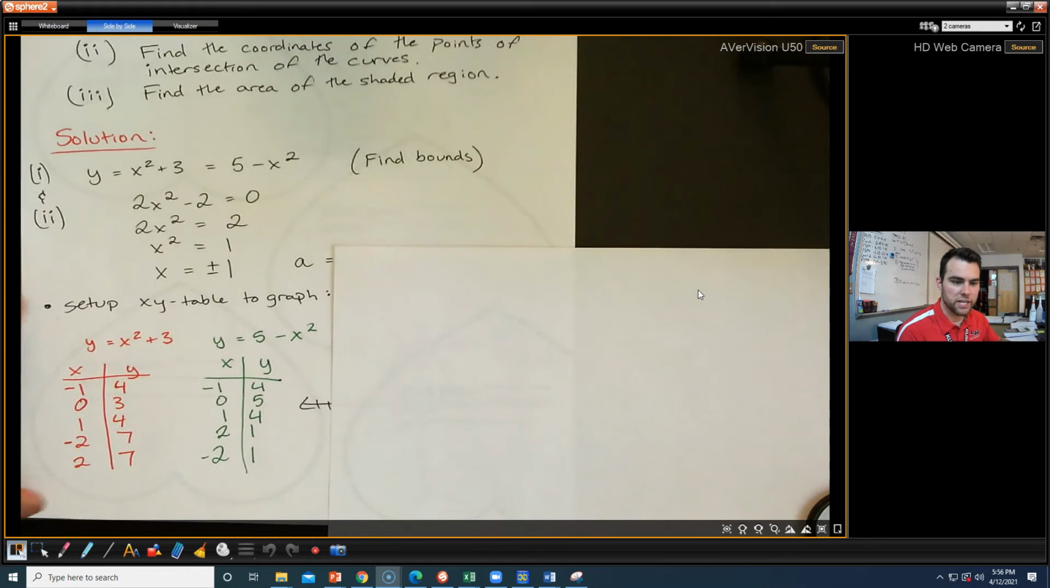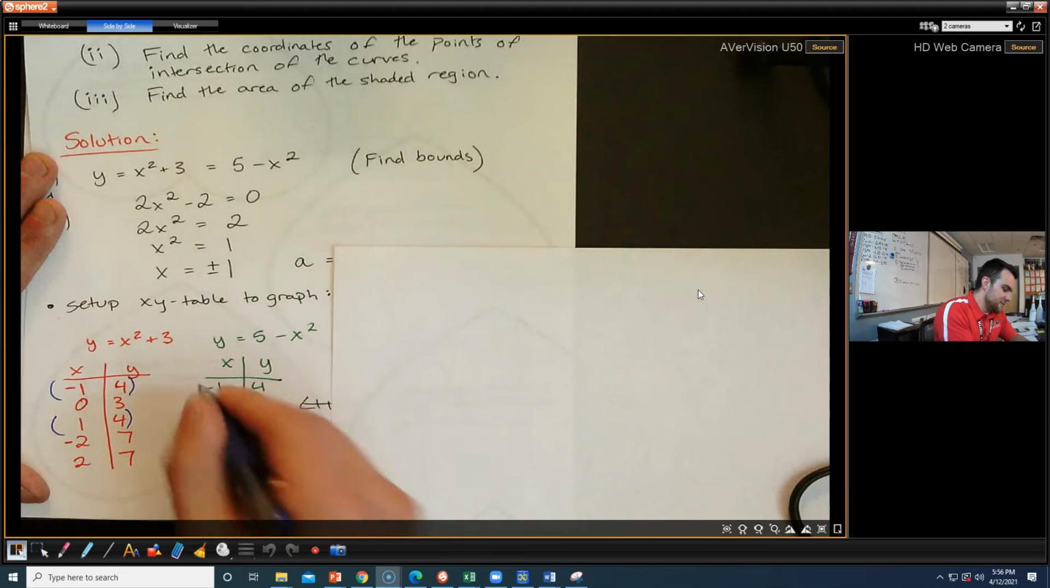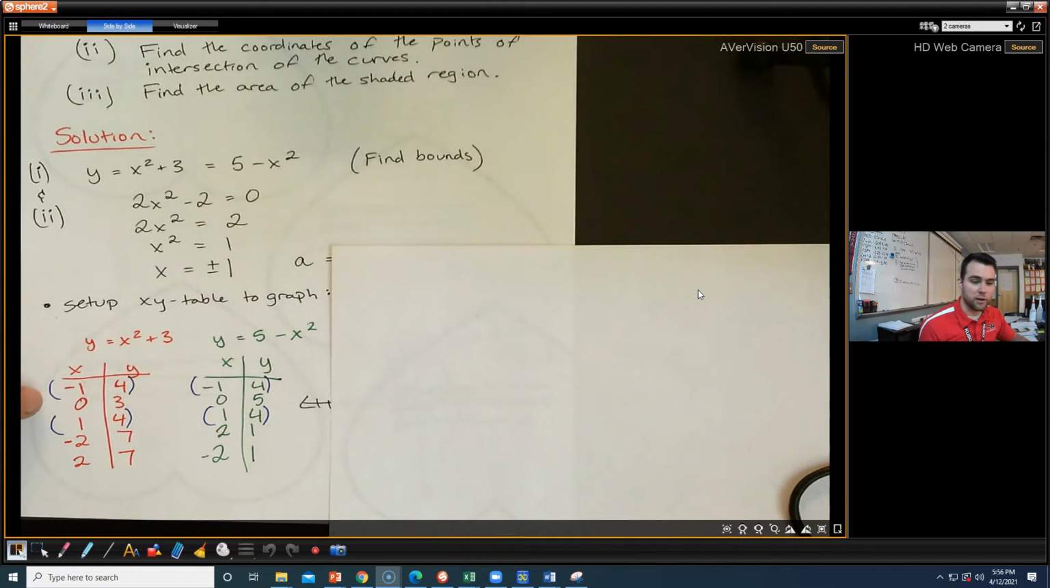All right. So I'm going to set up two XY tables for these guys. I'm going to sketch them separately and then figure out what the area is. Okay. So I started plugging in some x values. Notice I plugged in one of my bounds right here, one of my bounds right here, and I did it for both these guys. So we can see that the bounds, and I'm going to kind of cheat a little bit, are just going to be these guys right here. So for part 2, one of our coordinates is -1, 4, and the other one's just going to be 1, 4. There we go.